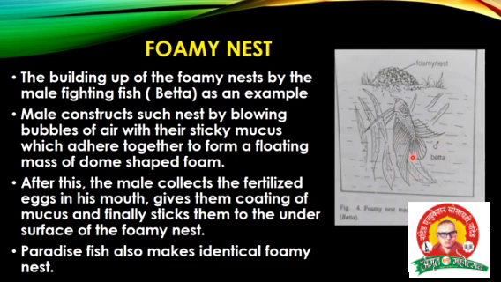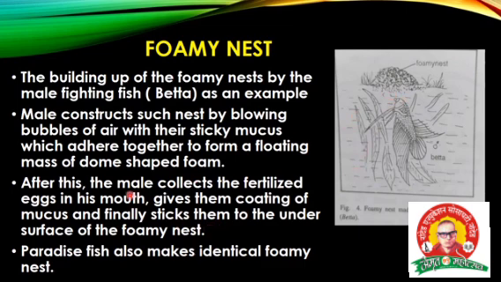The important thing is that the male constructs a nest; building up to forming the nest is done by the male fighting fish, Betta splendens, as an example. The male constructs such a type of nest, blowing bubbles of air with sticky mucus. In the bubbles, the sticky mucus is present together to form a floating mass of dome-shaped foam.